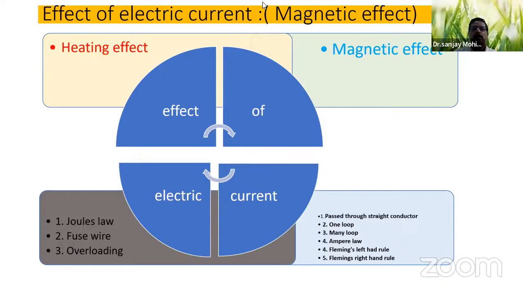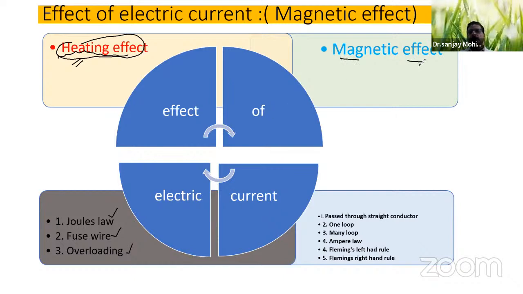And another part related to it, as we see the heating effect, Joule's law, fuse wire, overloading, these all applications are based on the heating effect, that is when the electric current passes through the circuit.